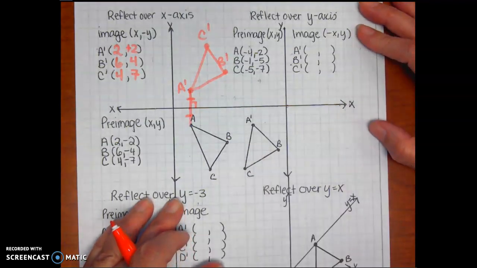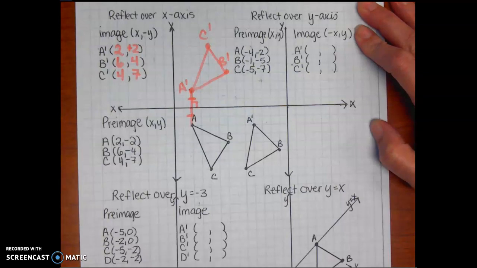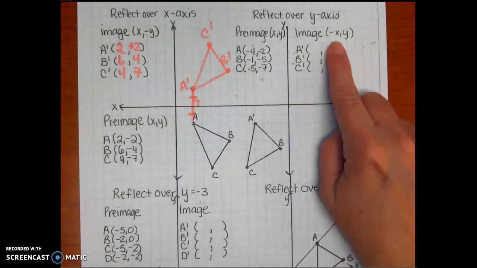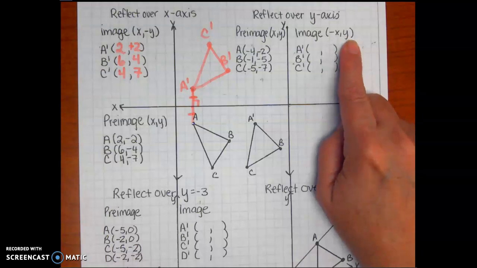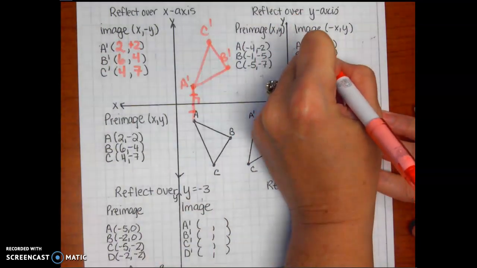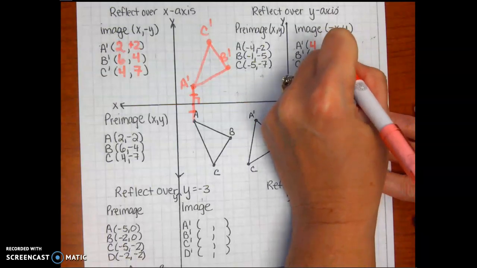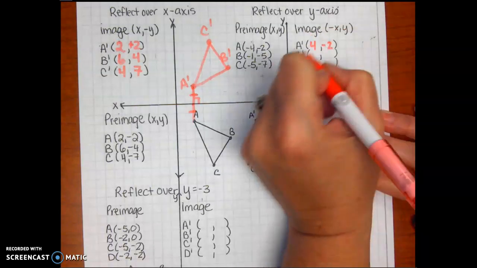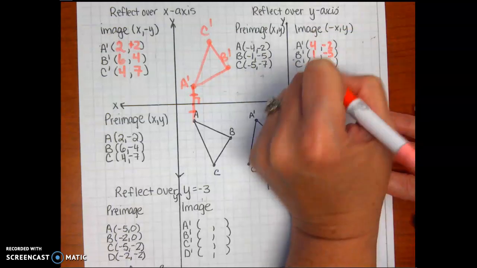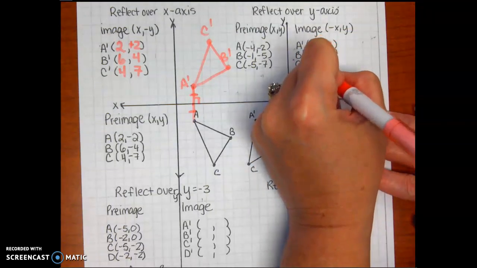Reflecting over the y-axis, I'm also going to use my mapping with my image and pre-image. My image is going to be (-x, y), which means I'm going to take the opposite sign of the x and the original y. So A prime is going to be the opposite of negative 4, so that's going to be positive 4, and the y stays the same, negative 2. The opposite of negative 1 is 1, negative 5. The opposite of negative 5 is 5, and negative 7.